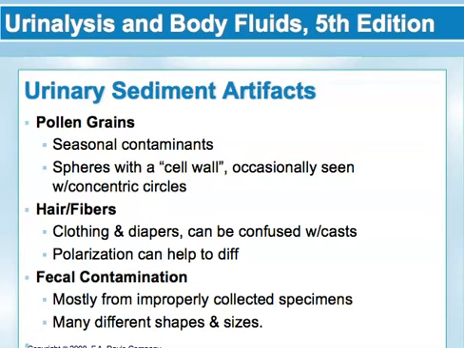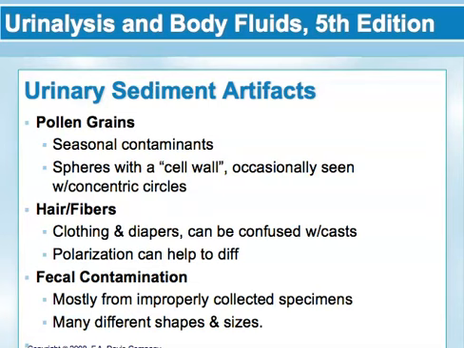Pollen grains are considered seasonal contaminants. They'll appear as spheres with, quote unquote, a cell wall, occasionally seen with concentric circles. They are usually going to be large, which will be an indication that they are not a true urinary element because they will be in a different plane than the true elements.